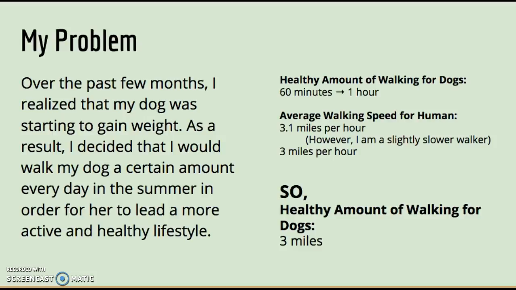So, I researched and found that dogs should get a minimum of 60 minutes or 1 hour of walking daily, while an average human walks at approximately 3.1 miles per hour. However, I am a slightly slower walker, so I estimated that I walk at 3 miles per hour. So, the healthy amount of walking for dogs is 3 miles daily.